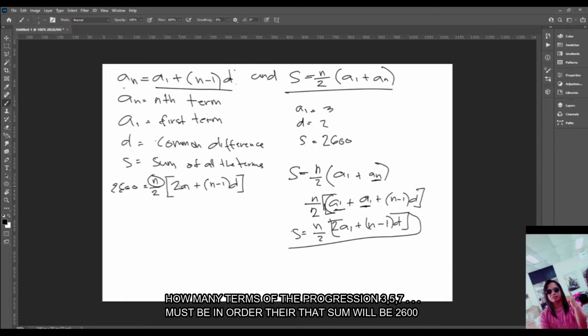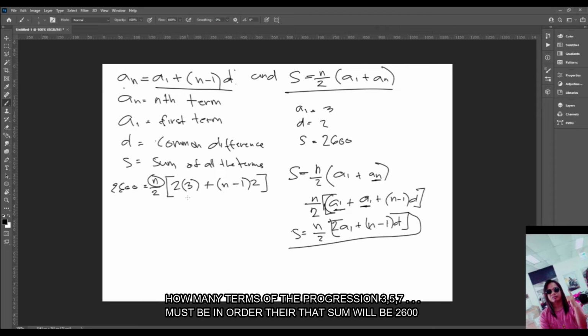Okay, I'm wrong. I should have written it already. Let's erase this one. So our initial value is 3, our first value is 3, and then plus n, which is what we are looking for, minus 1, times d, which is 2.